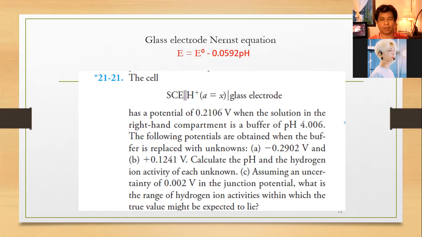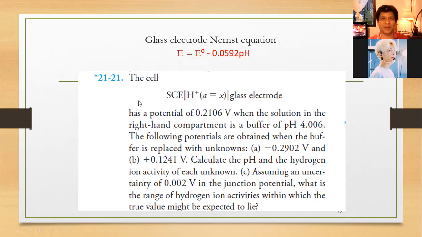So this problem comes from analytical chemistry book. Basta medyo nakalimutan ko yung pangalan ng analytical chemistry book. Tandaan niyo pa? Analytical chem?